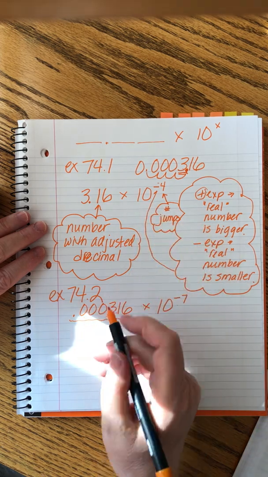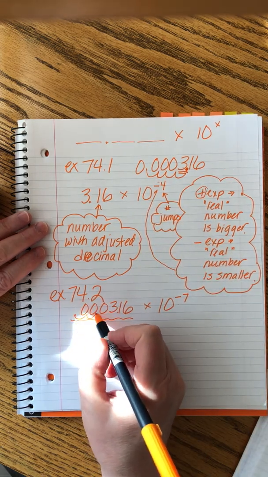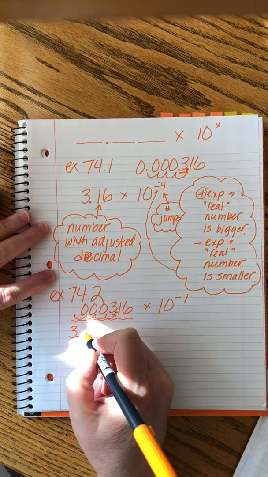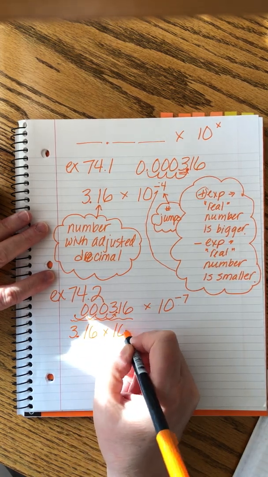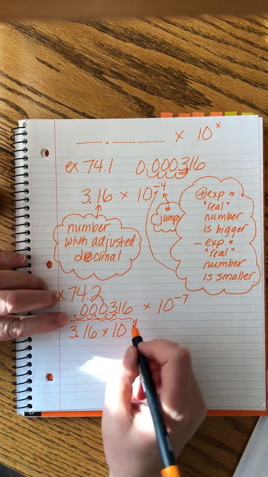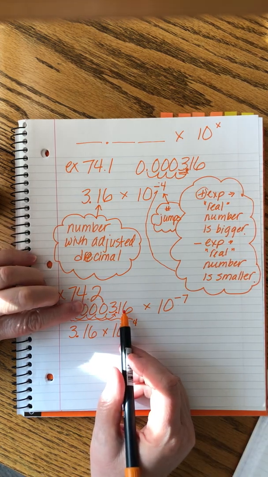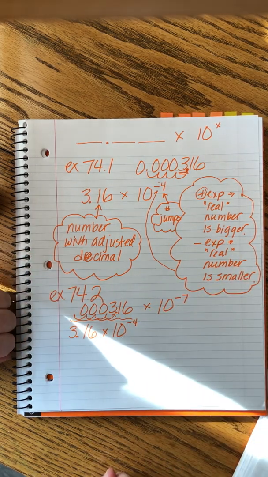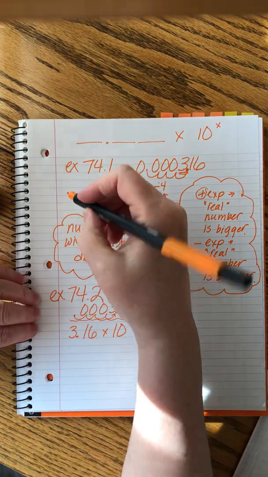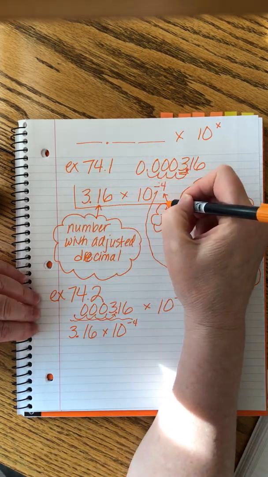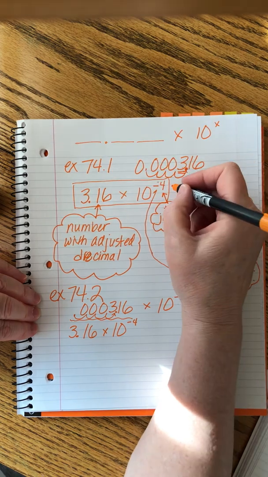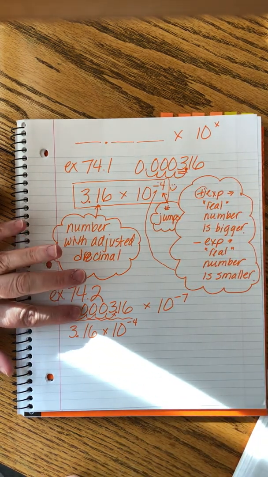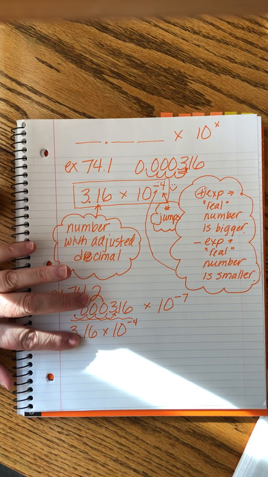Now we just did that up here, so I'm gonna just quickly remind you. 1, 2, 3, 4 moves. So that will be 3.16 times 10, and then we said 4 jumps, and the uncoded number needs to be smaller, so that tells us we need a minus sign there, okay? That's what we got last time. It's the right answer. I never did this, though. Beautiful.